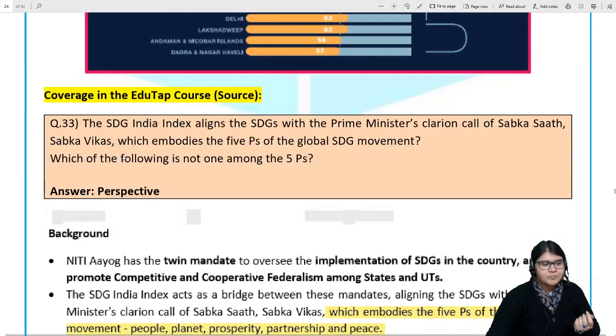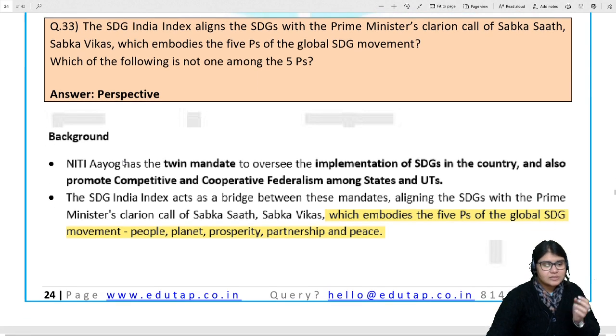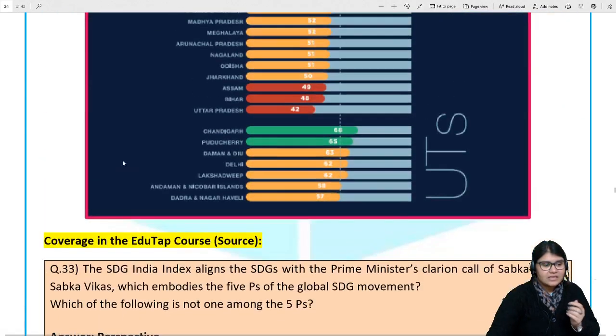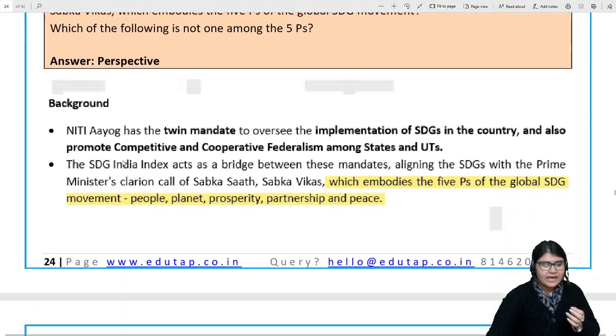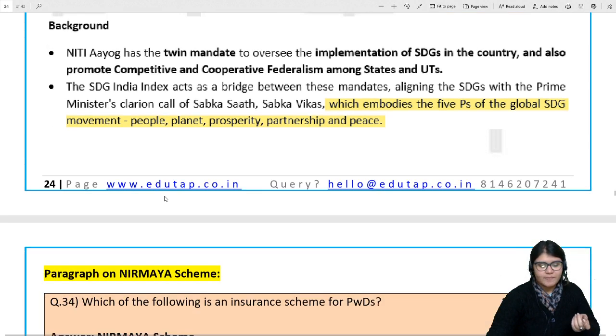Next, if you see, continuing with the same paragraph, the SDG India Index aligns the SDGs with the Prime Minister's clarion call of Sabka Saath Sabka Vikas, which embodies the 5 P's of the global SDG movement. Which of the following is not one among the 5 P's? The answer is perspective. So here you can see we have covered this in our syllabus, and here it is clearly given the 5 P's that are mentioned: people, planet, prosperity, partnership and peace.